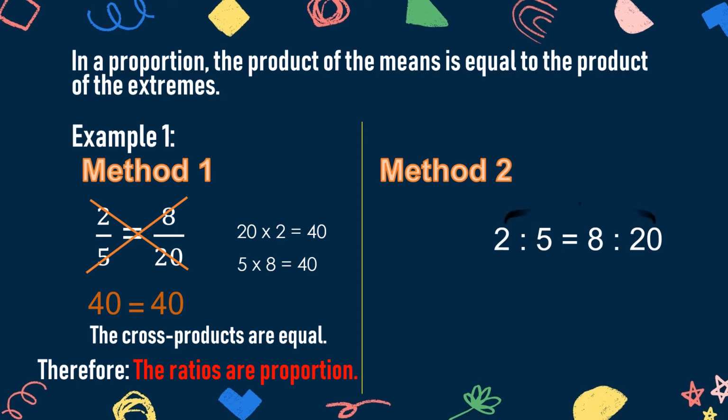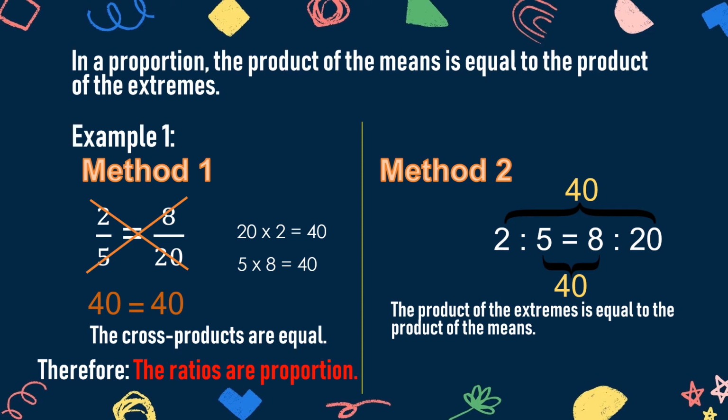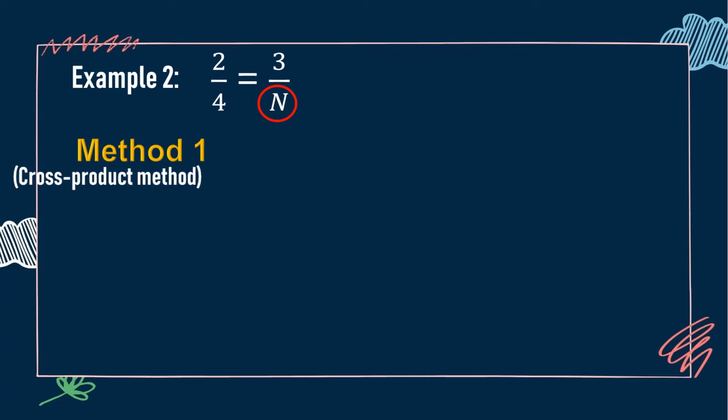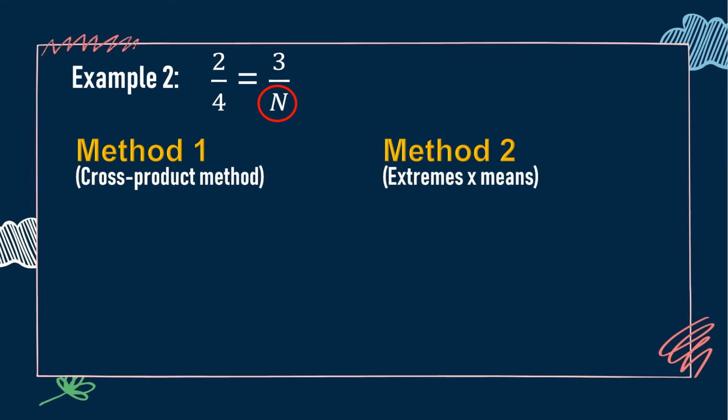So we will simply multiply the extremes. 2 times 20 is equal to 40. And the means, 5 times 8, is also 40. The product of the extremes is equal to the product of the means. Therefore, the ratios are in proportion. Let's take another example. 2:4 is equal to 3:n. This time, in the given example, one term is missing. The problem can be solved either by using cross-multiplication or by multiplying the extremes and the means.